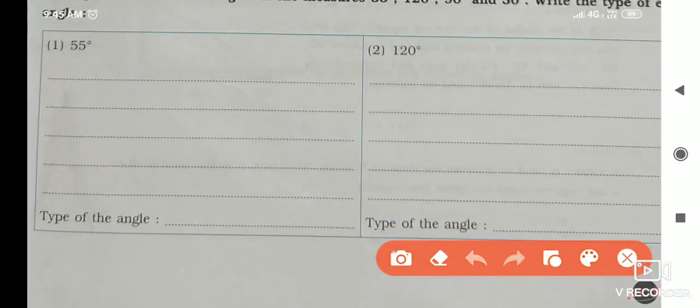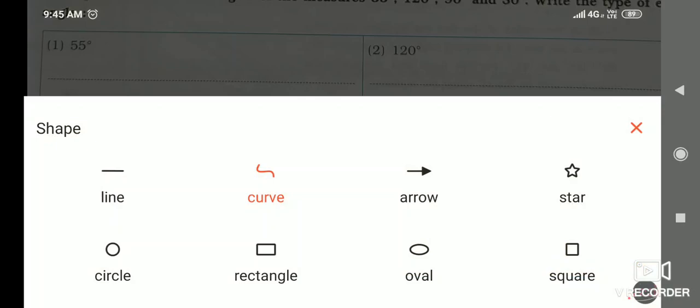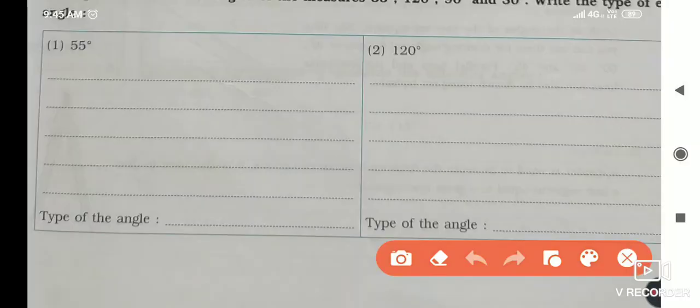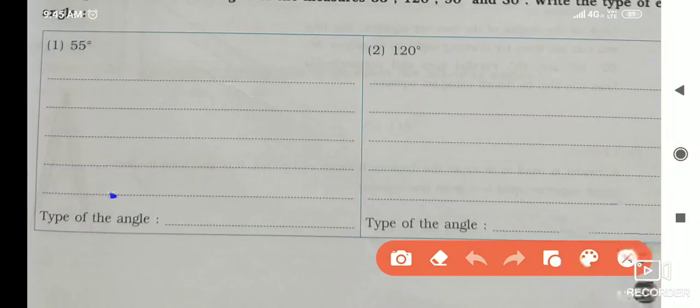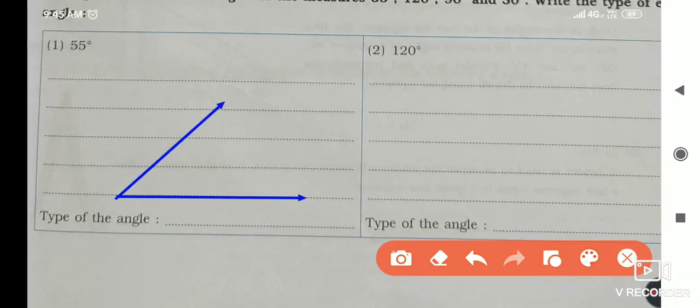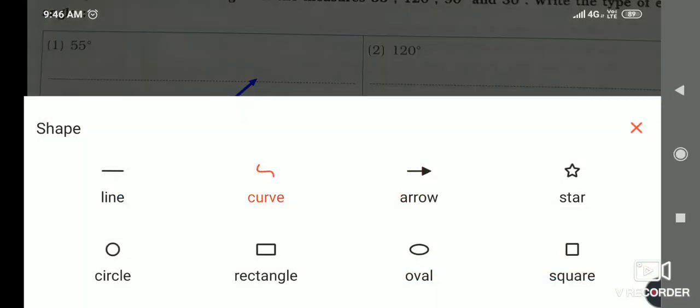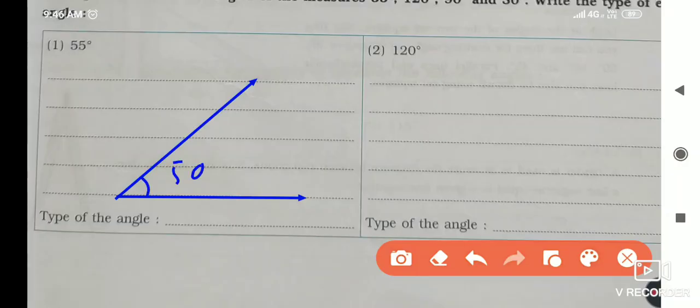For this you have to use a protractor, and then draw one arm, and by taking a measure of 55 degrees you have to draw the arm. If you see this angle, how many degrees is there? This angle's measure is 55 degrees. You have to use the protractor and then draw this. I am showing this to understand the type and to write the type of angle. So this is which type of angle? It is an acute angle.